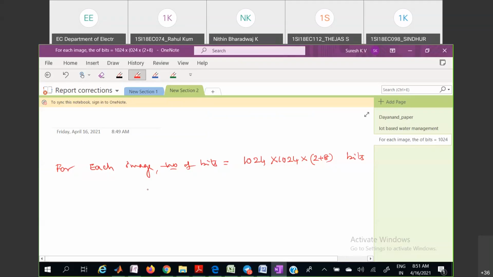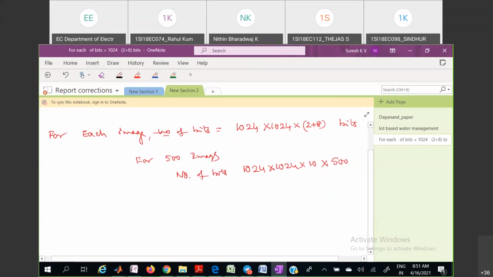But how many such images are there? So for 500 images, the number of bits will be 1024 into 1024 into 10 into 500, because 500 images are to be transmitted. And I think it's a big number. I'll write it. I hope this is correct. 5242880000. So many bits I need to be transmitting on the baud.